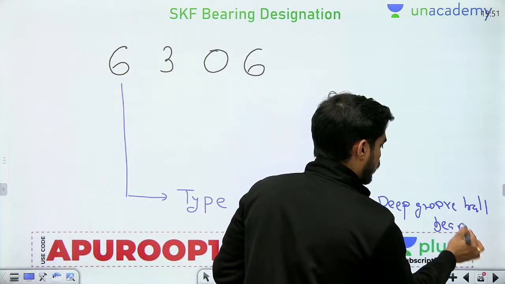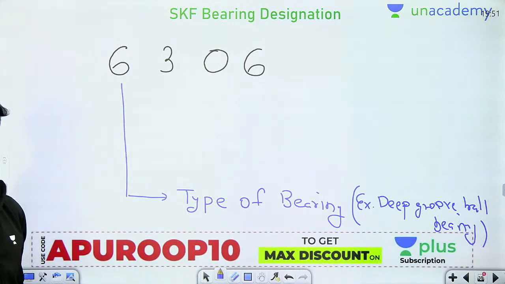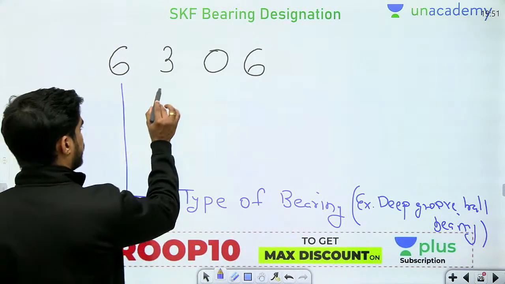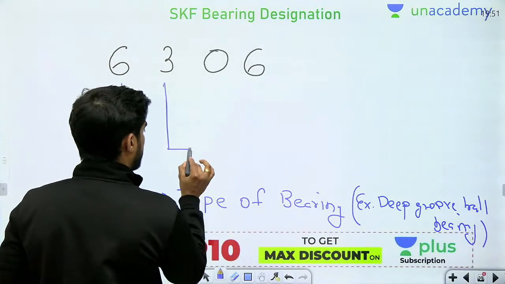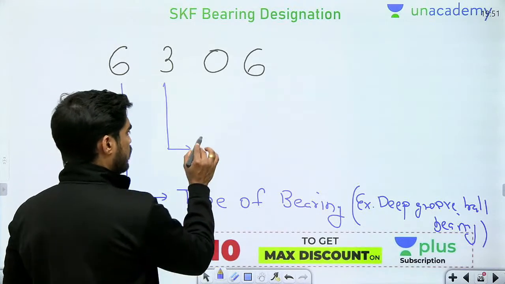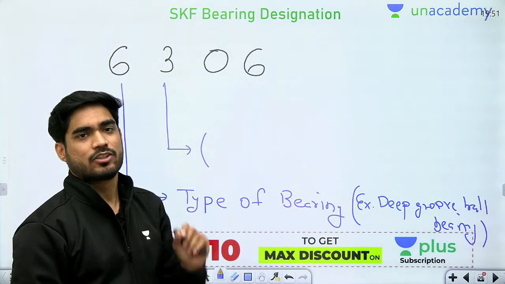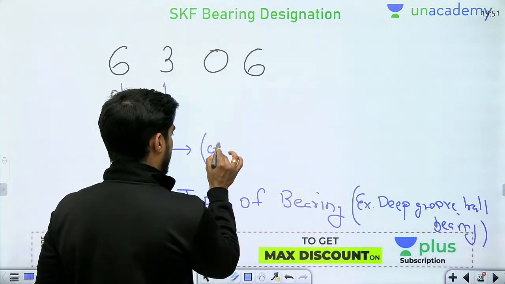Six is for deep groove ball bearing. Okay. Then the second digit will tell you the size of the bearing. Size of the bearing means it will tell you the overall height and the width of the bearing.